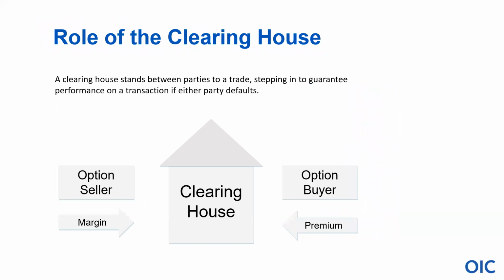I want to mention the role of the clearinghouse just very briefly. The clearinghouse stands between parties to a trade, stepping in to guarantee performance on a transaction. If either party defaults, the option seller will lodge margin with the clearinghouse. The option buyer will pass the premium to the clearinghouse. It's a very important building block of a marketplace to make sure that contracts are honored. If we didn't have these, I don't think we would see the same level of confidence from users in futures markets or option markets.